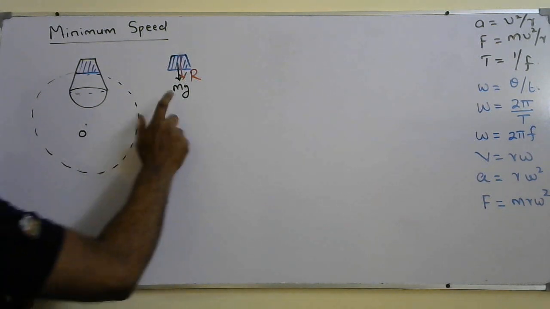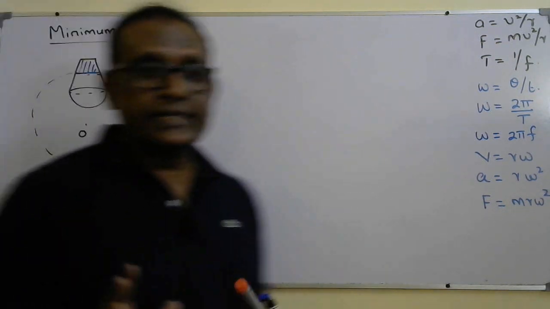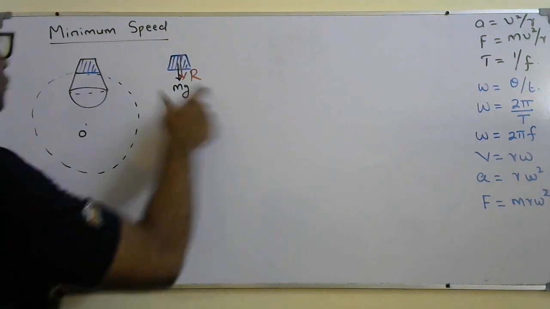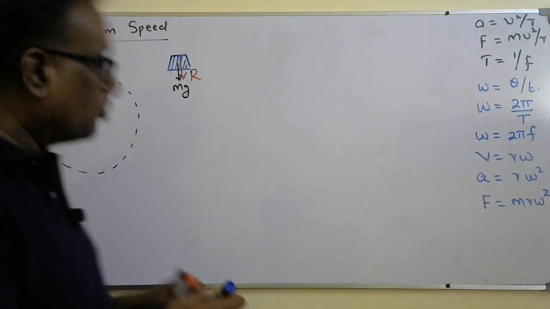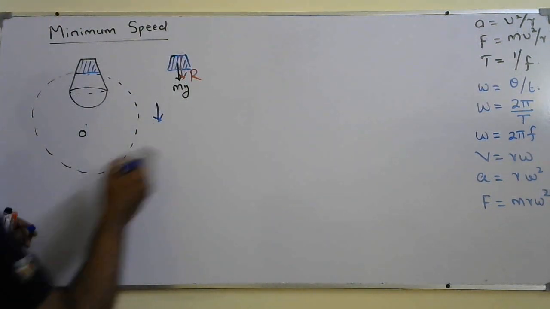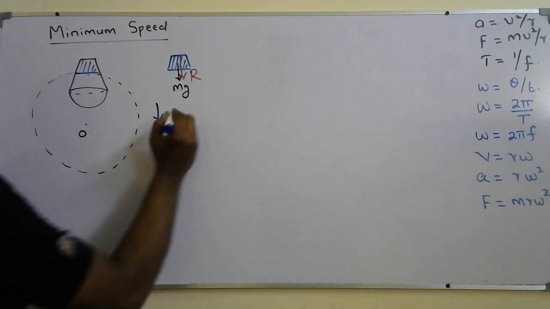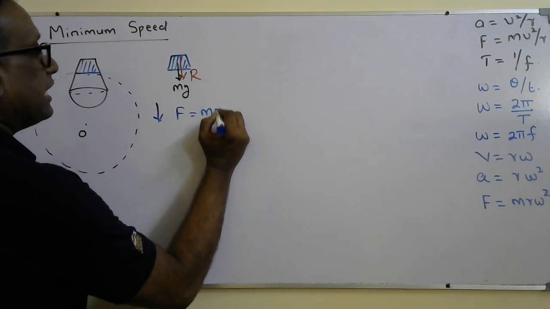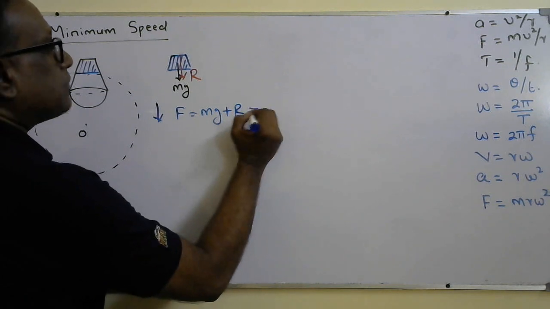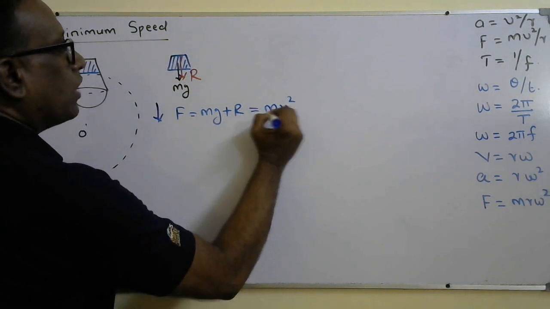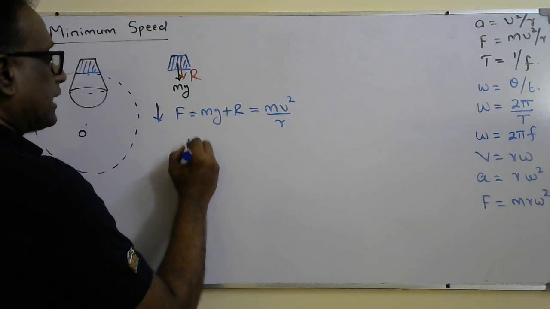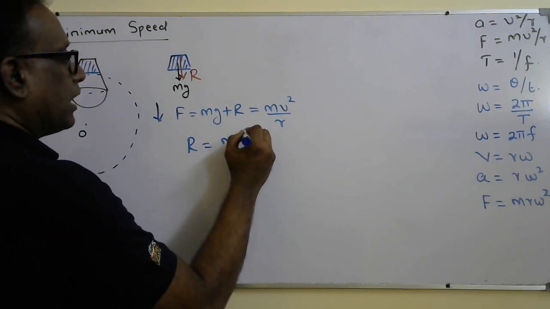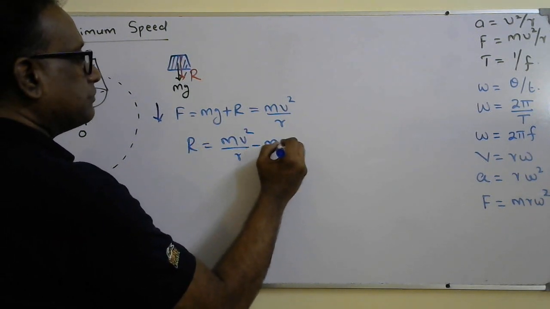So the total force acting on the water inside the bucket is R plus mg, which is downwards towards the center of the circular path. So that will be the centripetal force, which should be towards the center of the circular path. That is F equals mg plus R, and that must be equal to mv squared over r. So we'll make R the subject: R is equal to mv squared over r minus mg.